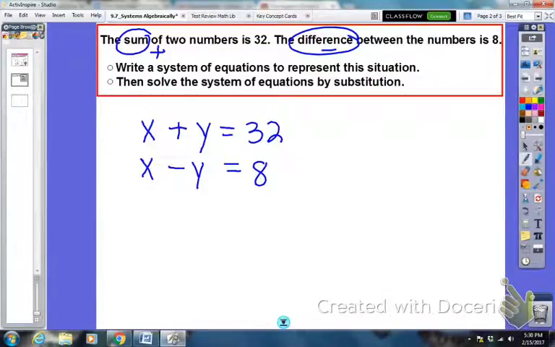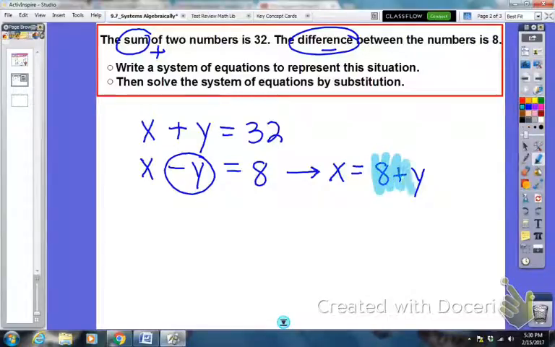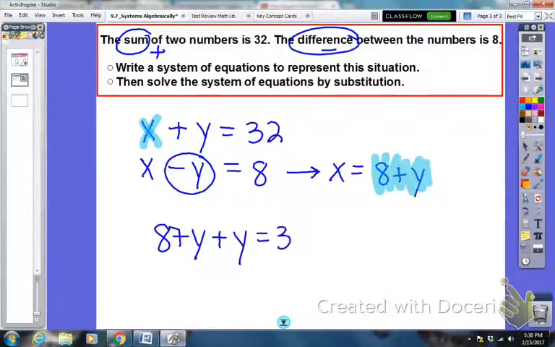So on this one, we have to rewrite one of the equations in terms of the other. I'm going to look at equation number 2, and I'm going to rewrite this for X. So X equals 8. If I want to move this negative Y to the other side, you have to add it to do the opposite. So now I have 8 plus Y is the same thing as X. I'm going to replace the X in the top equation with 8 plus Y. So I have 8 plus Y plus a Y equals 32. Combine your like terms. This is 8 plus 2Y, which is 32.